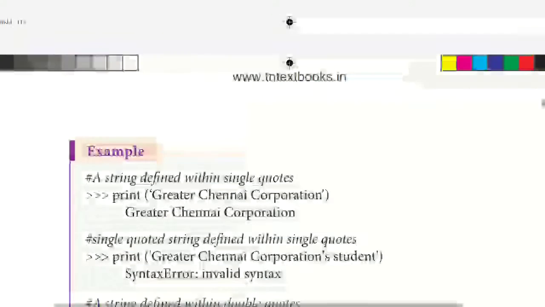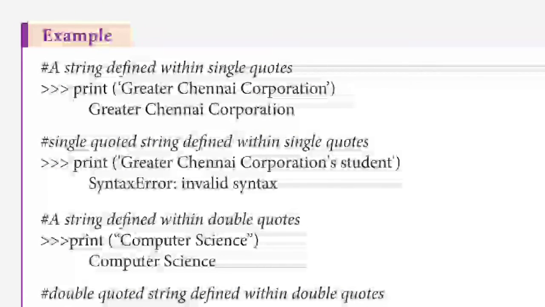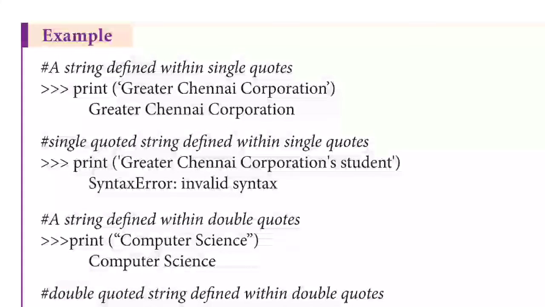So we'll see an example. Here you can see print Greater Chennai Corporation. They have given the string Greater Chennai Corporation in single quotes. But in the next string, you can see that it doesn't show any errors. It prints the given letters in the same way. Next, they have given the string Greater Chennai Corporation's student, so Corporation apostrophe s.